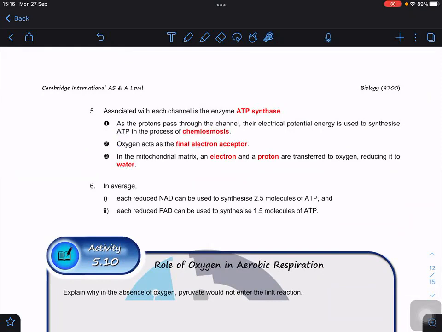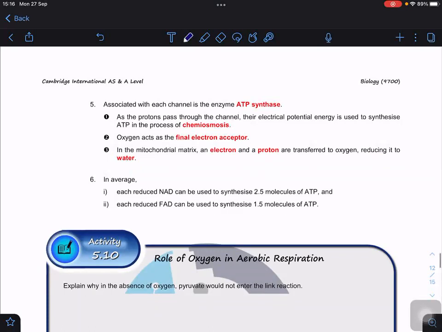In the mitochondrial matrix, can you see that electrons and protons combine together and reduce the oxygen to form water? You can write down the equations here. First, hydrogen ions and electrons combine to form hydrogen atoms, a total of 4 of them. These 4 hydrogen atoms combine with oxygen to form 2 molecules of water.